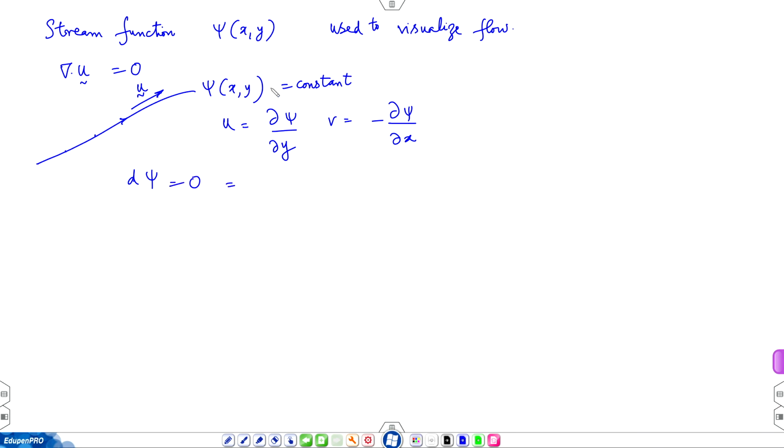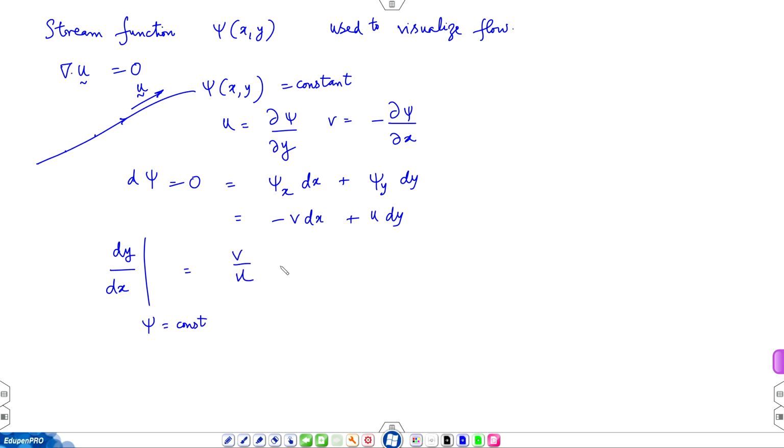But psi is a function of x and y, so you can write it as the partial derivative of psi with x dx plus psi y dy, which is minus v dx plus u dy. So, dy dx on a constant psi line is equal to v over u.